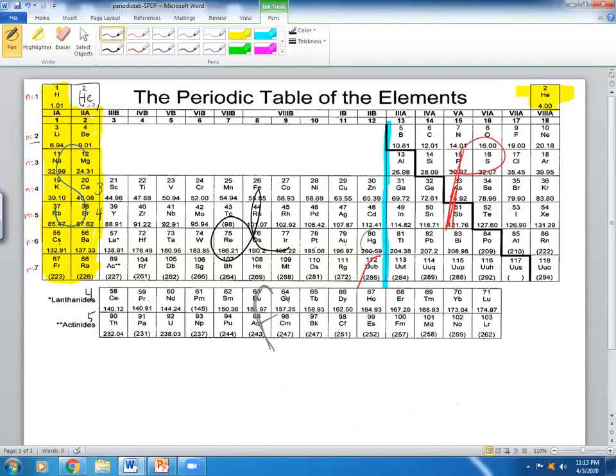So let's say I want to do something like sodium. Begin with something simple. So this is what I do. If I were to just do the long way, it would be 1s2, 2s2, 2p6, and then 3s1.